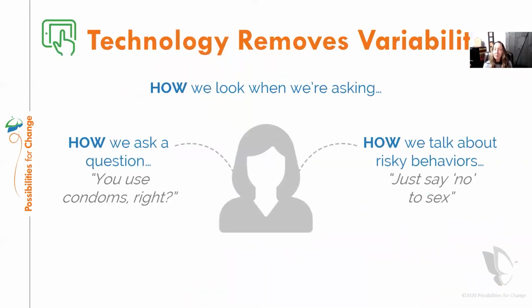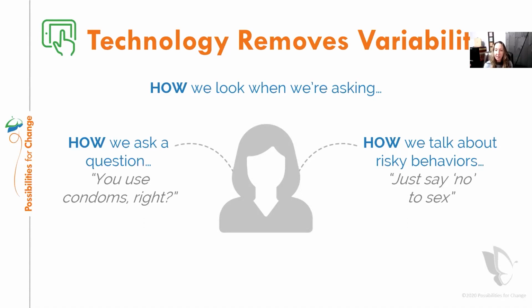So technology really removes that variability. If we step back and think about, okay, why are we using technology? What can it do for us? What it does is really ensure that every youth gets asked the same questions in the same way every time, based on your protocol, your workflows. Technology removes things like body language and your tone of voice. All of those types of things impact whether or not a youth is fully honest when they're responding and sharing with you.